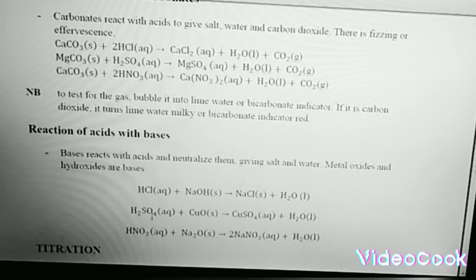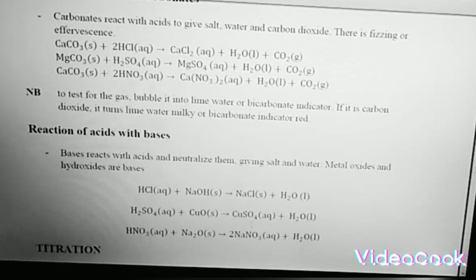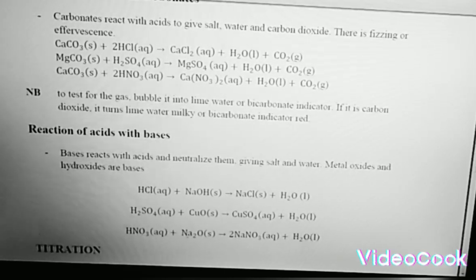Sulfuric acid is the same. The H2 and the O, they will give us water. But then the sulfate and the calcium, they will give us salt, which is calcium sulfate. Nitric acid and sodium oxide, the O for the oxide there and the H, they are going to combine and give us water. But then the nitrate and the sodium, they are going to give us what? A salt, which is sodium nitrate, okay?